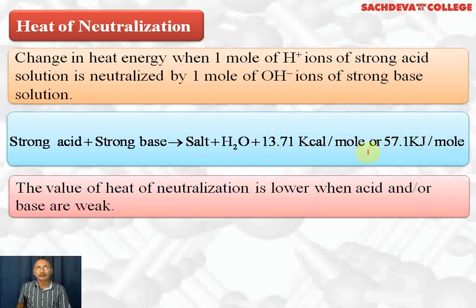Now this value remains constant for strong acid and strong base because strong acids and strong bases are completely ionized in aqueous solution. But if any one of them, acid or base, is weak, the heat of neutralization will become less than 57.1 kilojoules because some energy will be utilized in complete ionization of the weak acid or weak base.